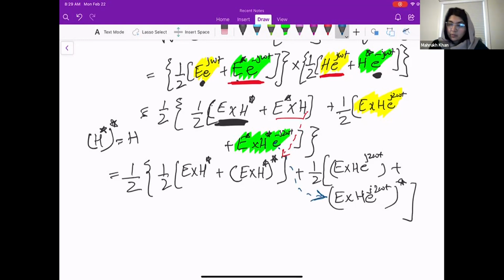So if you look closely at what I am trying to do, I am trying to make them the same quantity with their conjugates, right? So if you see this thing, this and this is the same. It's just that one quantity is the conjugate of the other, right? And similarly, this and this quantity is the same, but one quantity is the conjugate of the other, right?